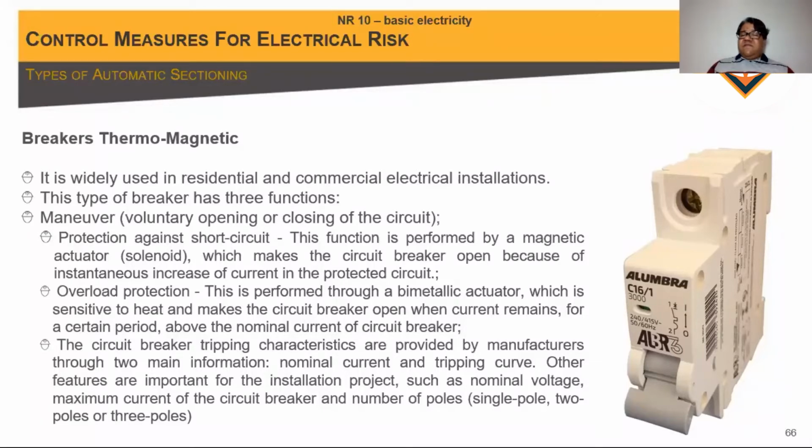Third, overload protection. This is performed through a bimetallic actuator, which is sensitive to heat and makes the circuit breaker open when current remains for a certain period above the nominal current of the circuit breaker, the adjustable current. The circuit breaker tripping characteristics are provided by manufacturers through two main pieces of information, the nominal current and the tripping curve. Other features are important for the installation project, such as nominal voltage, maximum current of the circuit breaker, and number of poles, single, double, or triple.